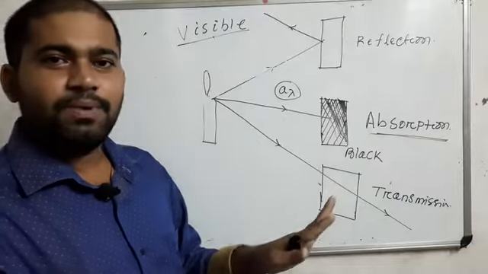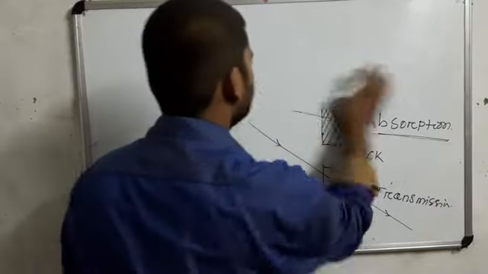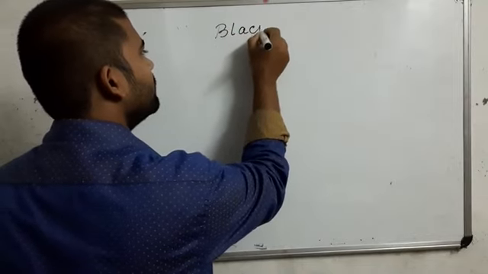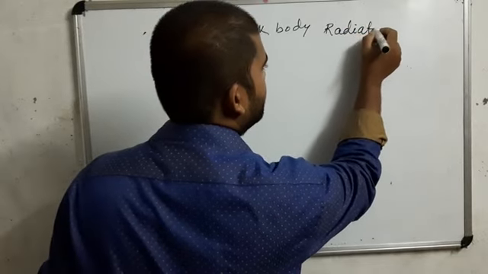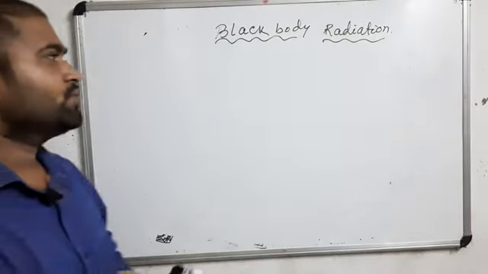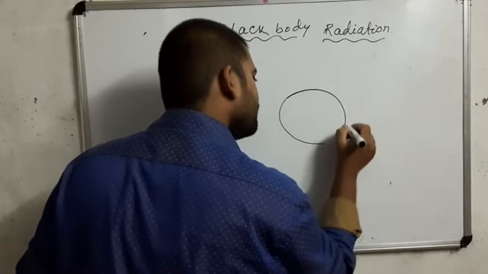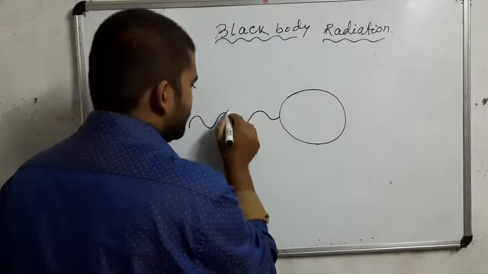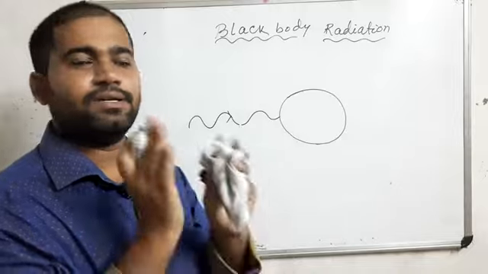But when we study the black body, what we find? For a black body radiation, we find a body which has the characteristics like it absorbs all the radiations incident on it.